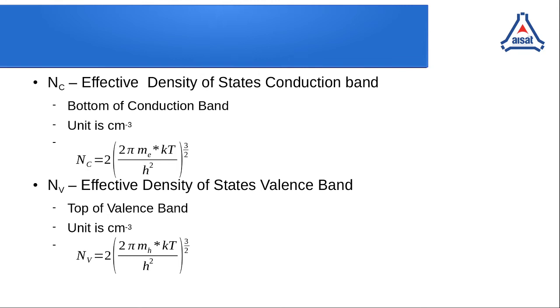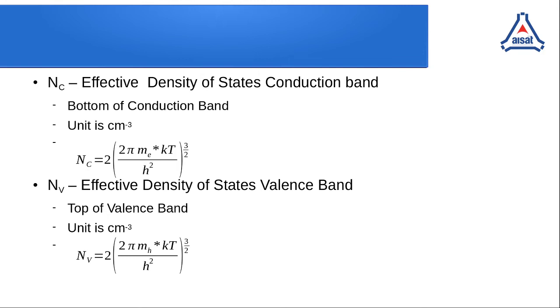This is found using the concept of the number of states available at the bottom of the conduction band. That is what is known as the effective density of states, where we represent the entire density of states in the conduction band with this effective density of states, which is actually the density of states at the bottom of the conduction band. This can be mathematically represented as NC is equal to 2 pi times the effective mass of electrons m_e star kT by h square, all raised to 3 by 2. h is Planck's constant and k is Boltzmann's constant.